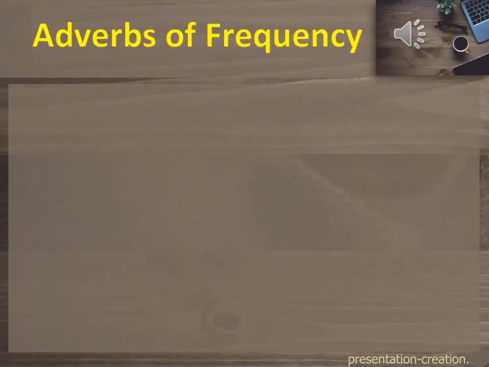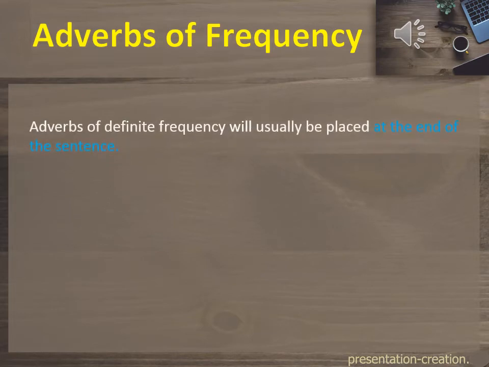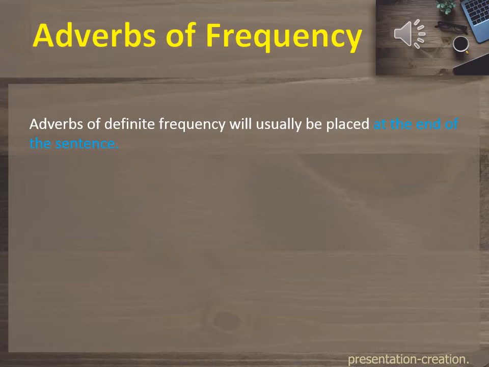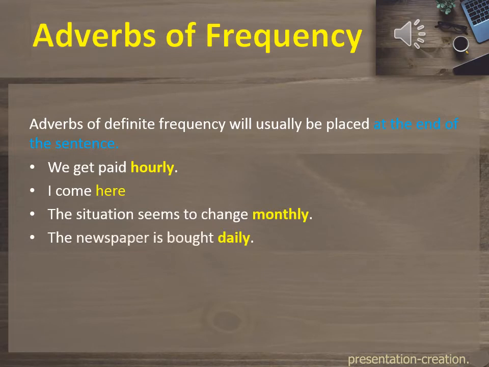The second group, adverbs of definite frequency. They describe an exact number of times that something happens in a given period of time. Adverbs of definite frequency will usually be placed at the end of the sentence. For example, we get paid hourly. We know an exact number of times, so hourly is an adverb of definite frequency.